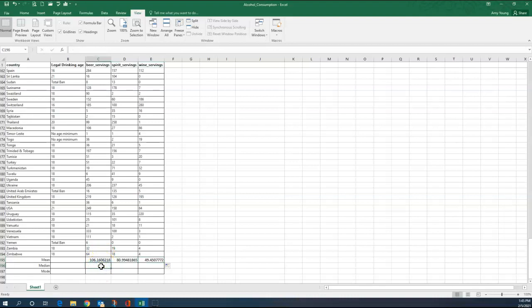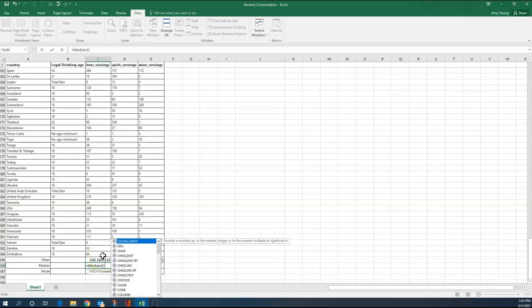Median is very similar to what we just did for average. We're going to do equals, and type in the word median. Again, notice it comes up. You can either finish typing the word median, or double click on that blue median there. I'm going to put my parentheses, and do the exact same thing. I'm going to go from C2 to C194. Notice that I could do this two ways. On the previous one, I went up to the very top. I knew it started at C2, and I just clicked on that and dragged it all the way down to C194.